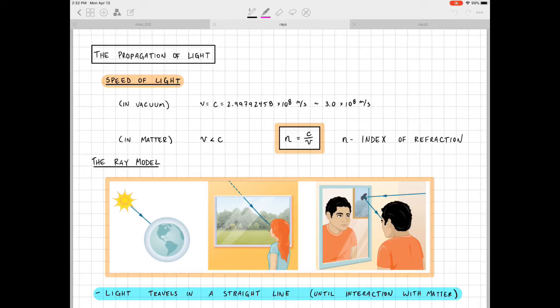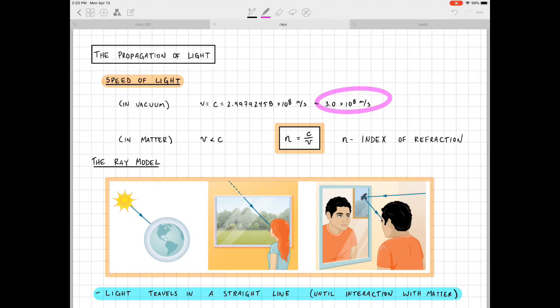All right, now that we know electromagnetic waves exist, we are going to shift gears a little bit, and we are going to talk about light not as a wave, but as a ray, and we're going to talk about the ray model. So just a brief review from the section on electromagnetic waves, we determined that in vacuum, the speed of light is 3 times 10 to the 8 meters per second.